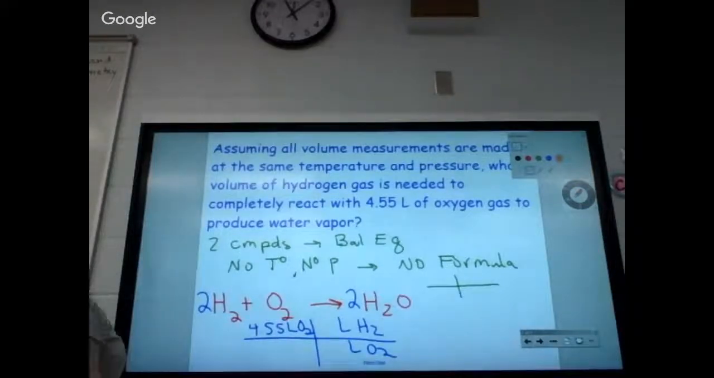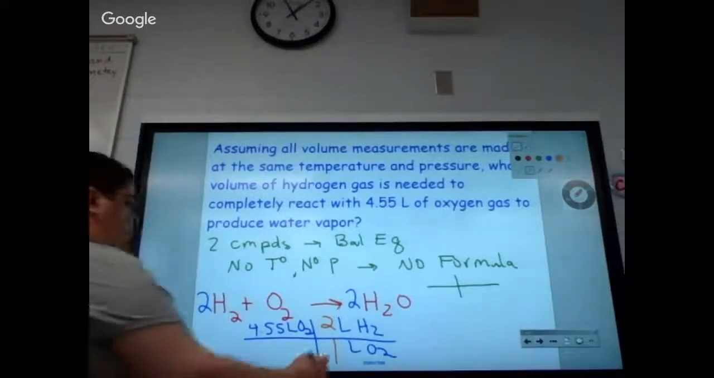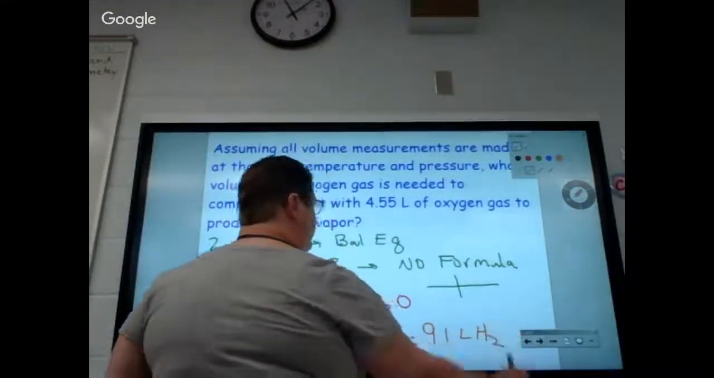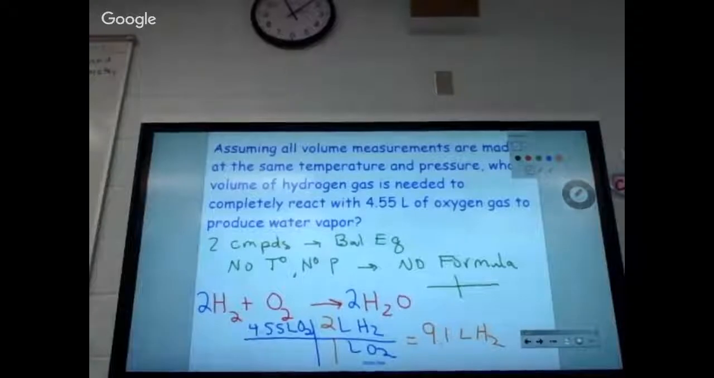So what's in front of hydrogen? 2. And what's in front of oxygen? All right, so that should be what, 9.1? Yeah. Okay, 9.1 liters of hydrogen. And that's what you do.